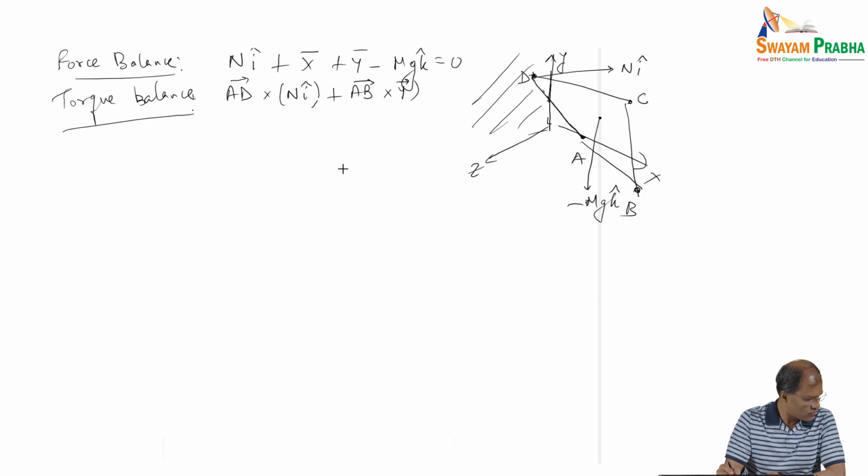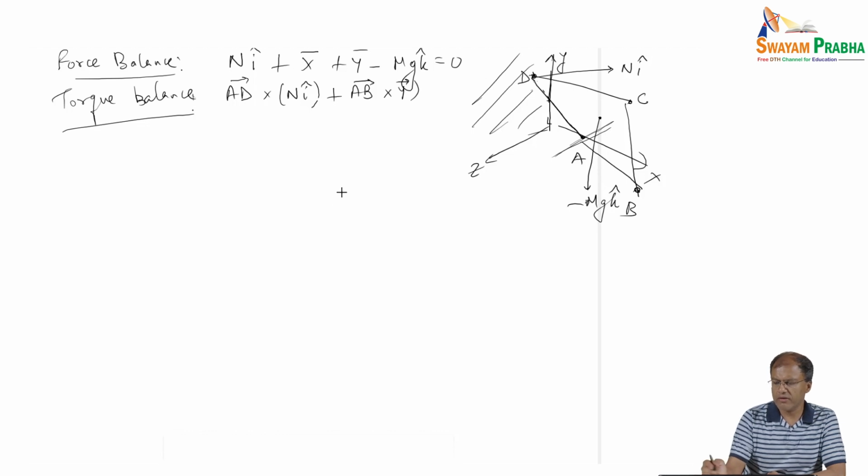So we'll have to first fix the axis. We can fix the axis which passes through A, right? So in that case the torque balance due to the wall will be AD. So AD is the perpendicular distance of this point D from the axis passing through A. So torque balance at corner, so this is at corner A.